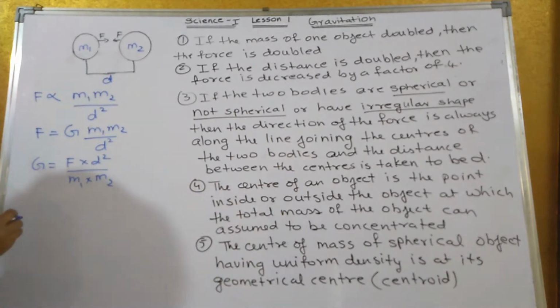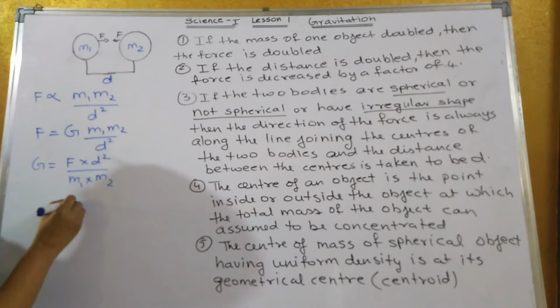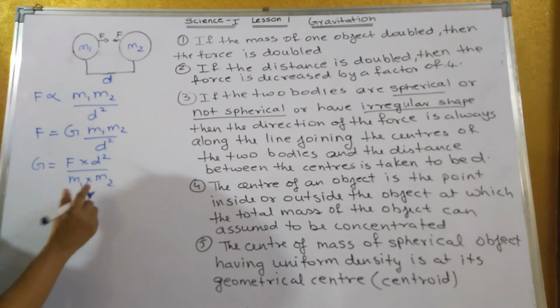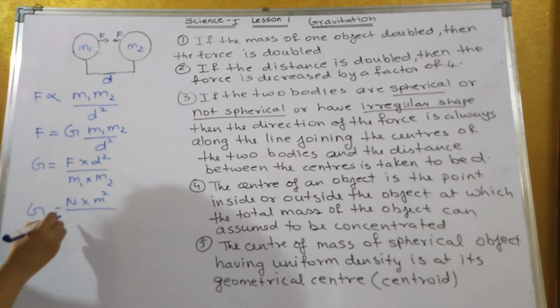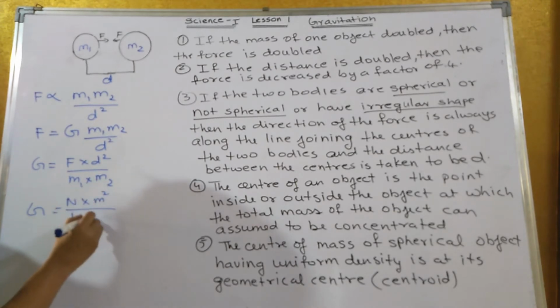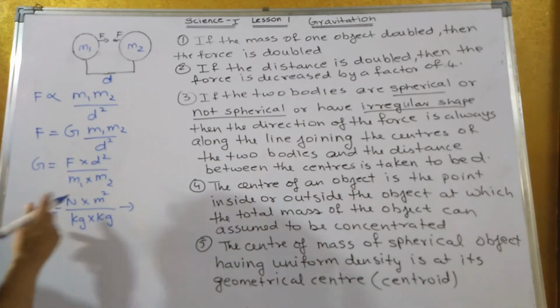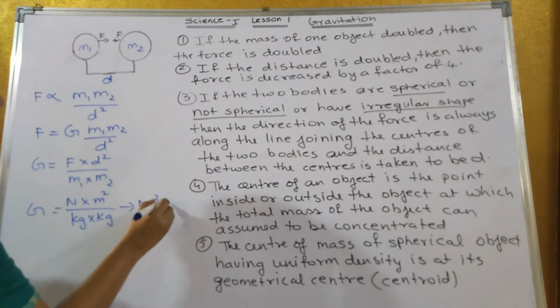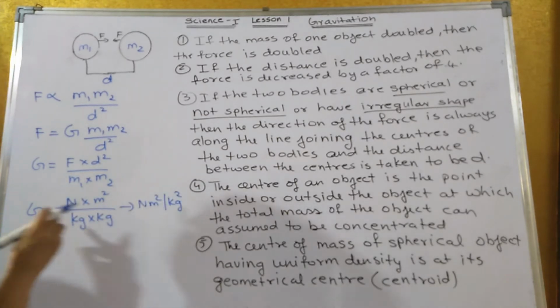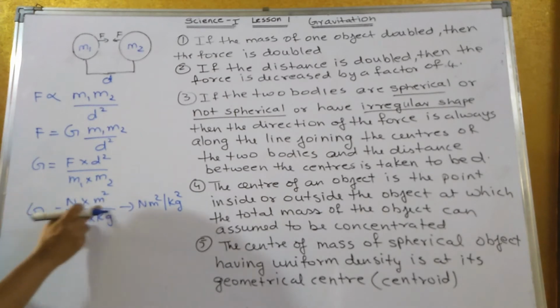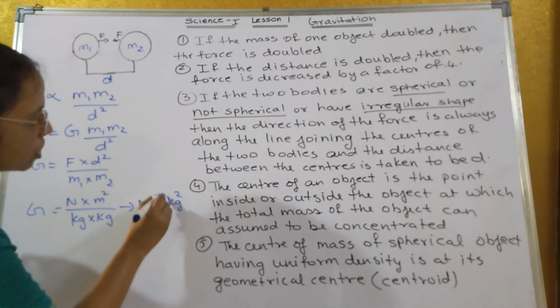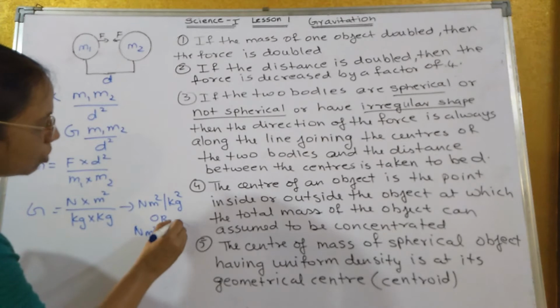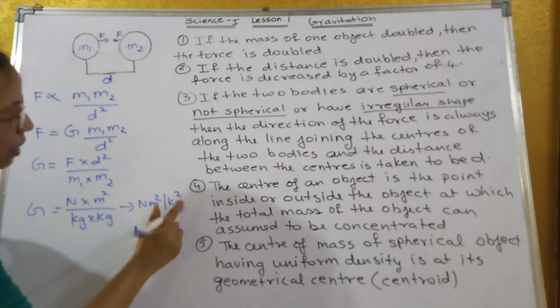Now what is the unit of force? Force is measured in Newton. And what is the unit of d? D is in meter. Since it is squared, we will put a square. What is the unit of mass? Mass is kilogram, and this mass is also kilogram. So what is the unit of the gravitational constant G? Newton meter square per kg square. It can also be written as Newton meter square kg to the power of minus 2. Instead of writing per, you can directly write kg to the power of minus 2.